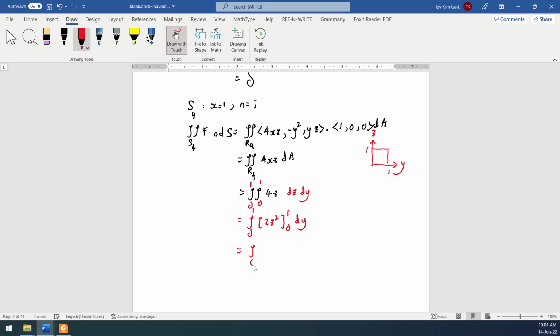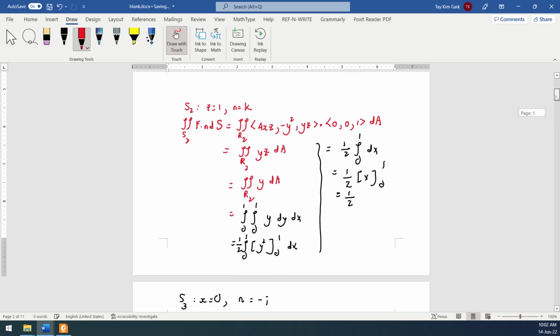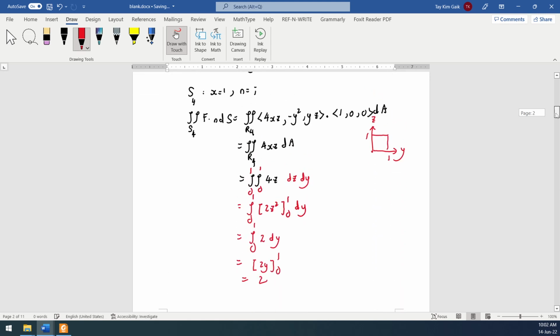Yeah, you plug in this one, you have 2 dy. So you have 2y from 0 to 1. Here we got 2. Oh, the answer is 3 over 2. 2.5? Okay, never mind. We check.